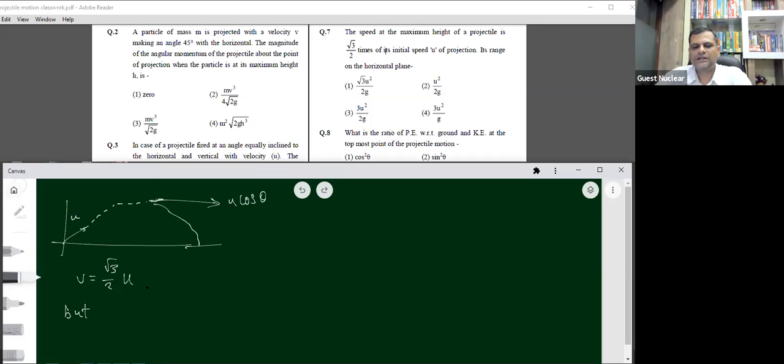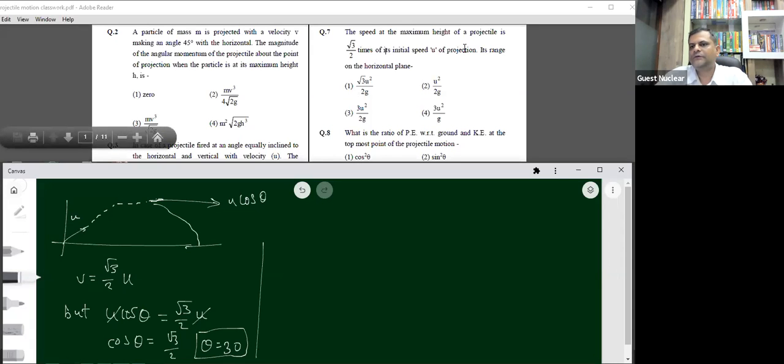So if we use that here, we get u cos theta must be equal to root 3 by 2 times u. Correct? So u cancels and the value of cos theta is root 3 by 2. And the value of cos theta is root 3 by 2 means what is the value of theta? The value of theta is 30. Exactly. Once we get the value of theta, we can easily find out the range of the projectile.